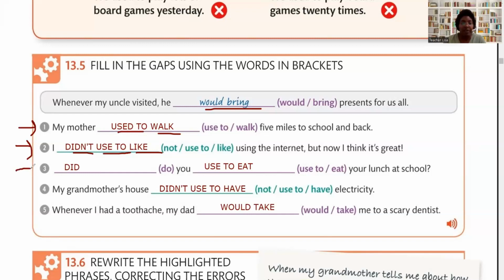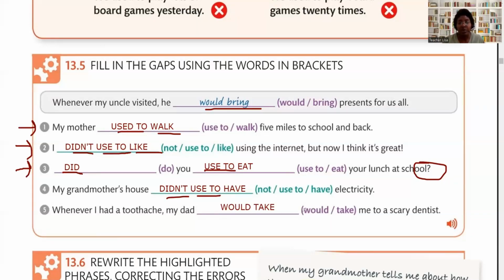Next question, number three, and we know it's a question here at the question mark at the end. So we are in the past, so we're going to say did you use to eat your lunch at school? So again, it's a question. Remember, with questions or negatives, we just say use to, not used to. Number four, my grandmother's house didn't use to have electricity. Again, we have the negative, did not, so we just leave it use to.